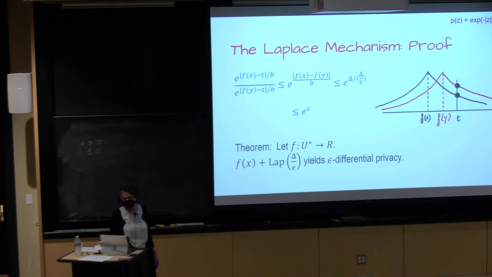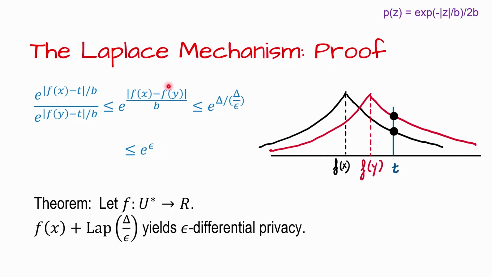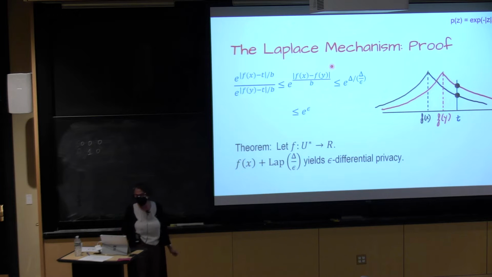And we get, this is bounded by, oh, you can't see this. Sorry. Pointer. So this |f of x minus f of y| is bounded by the sensitivity of the function. And so that's our delta here. And then our parameter b is delta over epsilon, and the deltas cancel out. OK.